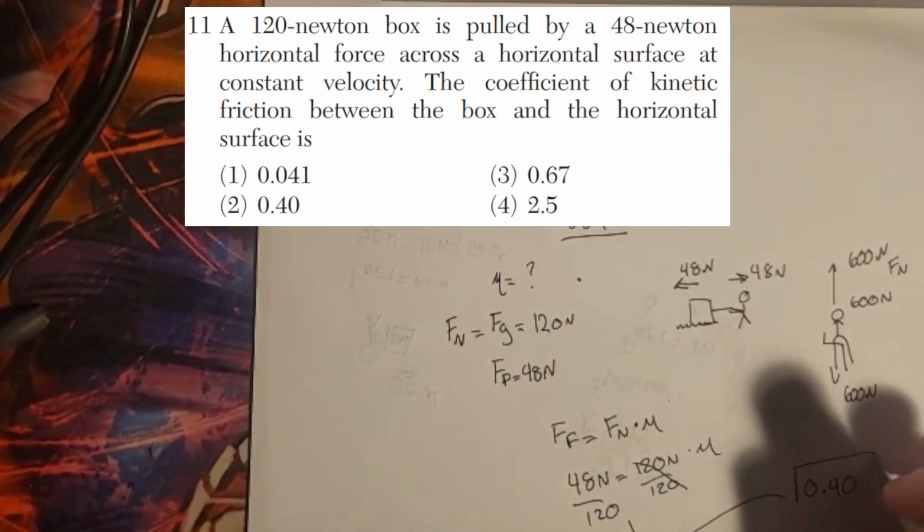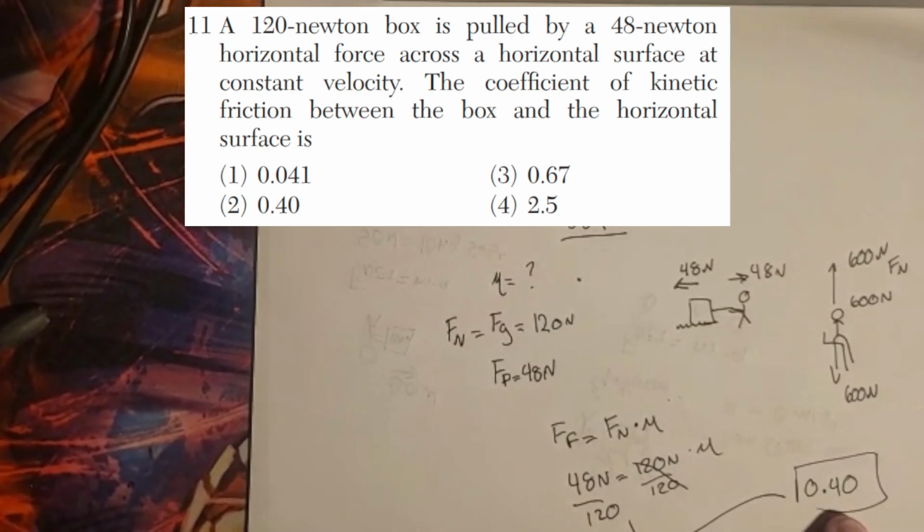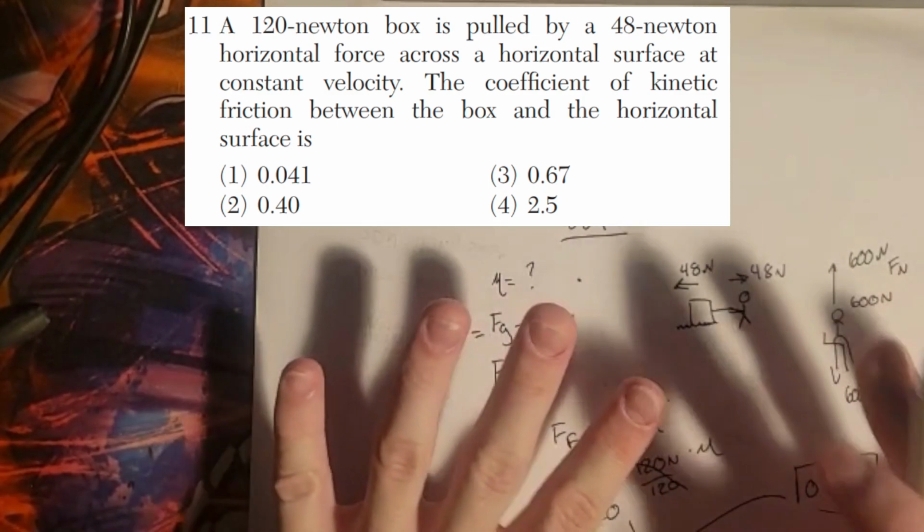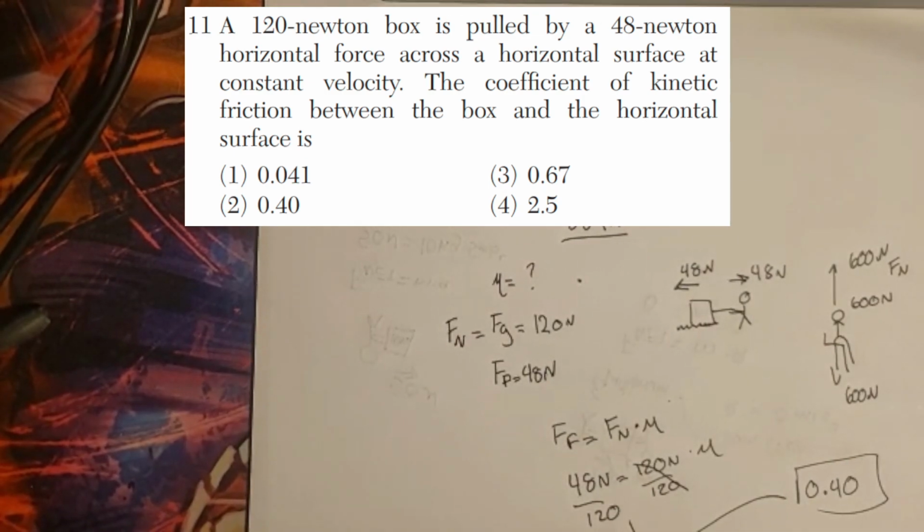And the coefficient of friction is unitless, right? This doesn't have a unit to it. It's not 0.4 meters per second. It's just 0.4. So the coefficient of friction in this case, option 2, is 0.4.